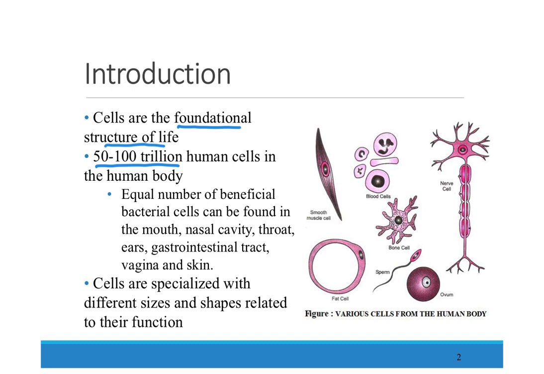But along with those human cells, those eukaryotic cells, there is also at least an equal number of beneficial bacteria living with us in and on our body. We find bacterial colonies in the mouth and the nasal cavity, down the throat, at least the top part of the throat, in your ears, the gastrointestinal tract, especially the large intestine, inside the vagina, and all along your skin. And these bacteria are beneficial, they are good for you.